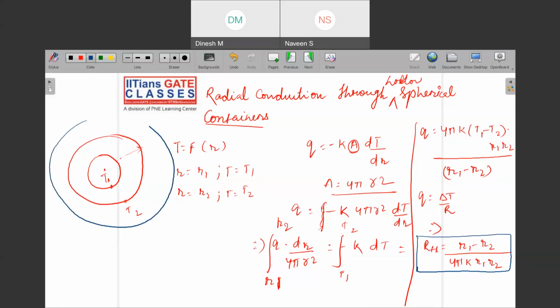Now if you add more insulators upon it, what would you do in that case? As in the case of cylinders, this is R1, this is R2, and then this is R3. Then simply you write first between these two and then between these two. So the idea is simple.